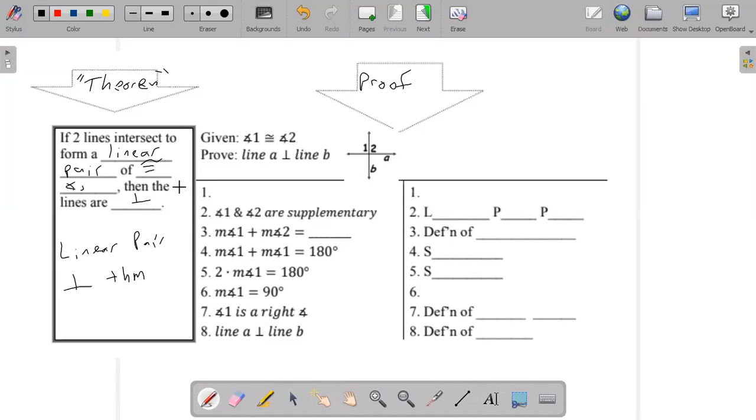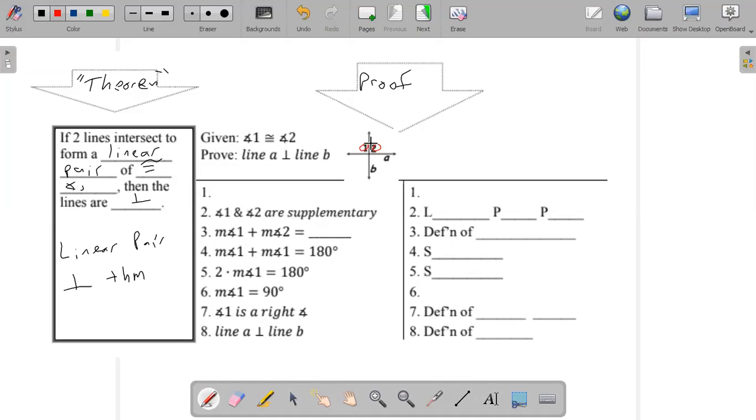Okay? So what this means, and this is kind of tricky because it's a hard thing to look at, is that if two lines intersect to form a linear pair, if you look at this picture right here, line A and line B are intersecting, right? These two lines right here cross. And since those two lines cross, they're going to create linear pairs. And by linear pairs, I mean right here and right here.